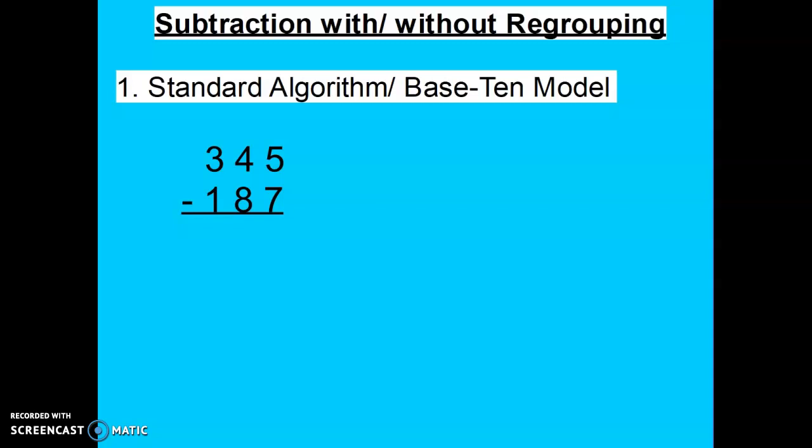So here we go. Here's the first way, using base 10 model and standard algorithm to solve a subtraction problem. This problem is 345 minus 187. By using base 10 blocks, it will give students a visual on how this problem is solved. So let me draw 345. This is base 10 block in 345.